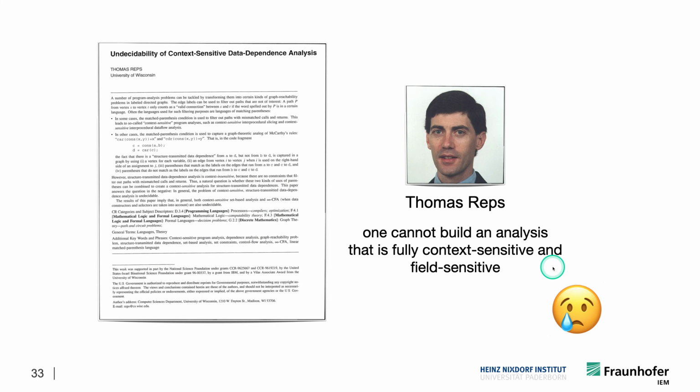And Thomas Reps published a while ago a paper that actually showed that one cannot build an analysis that is fully context sensitive and field sensitive, because that would exactly require such two different pushdown systems, and therefore it's undecidable. Okay, so that's disappointing, right? And that probably also led to the fact that this attempt to combine the two sensitivities, context and field sensitivity, had been thought to be futile for quite a while, and people didn't really engage in any such combinations.